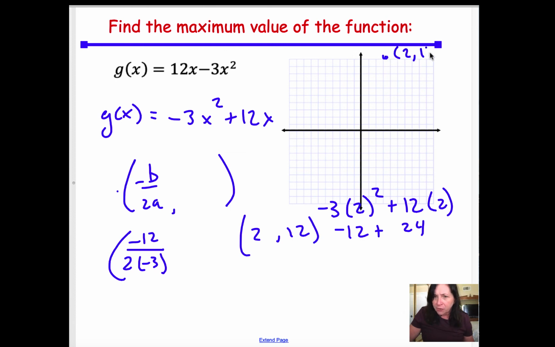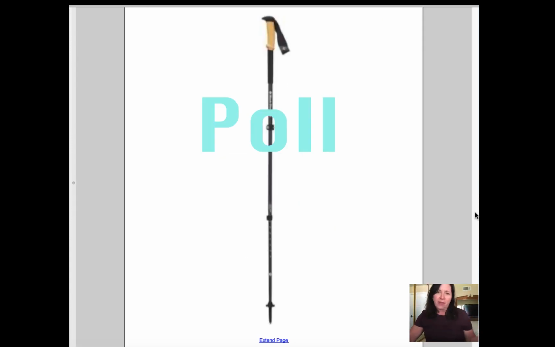So my max value is at 2 comma 12. Looks like I go through 0, 0, and so my graph would go up like this. Of course, my axis of symmetry would be x equals 2. They didn't ask that. They just asked for the max value.